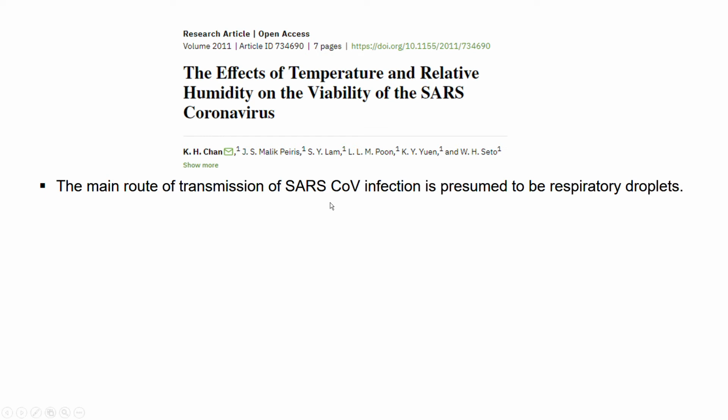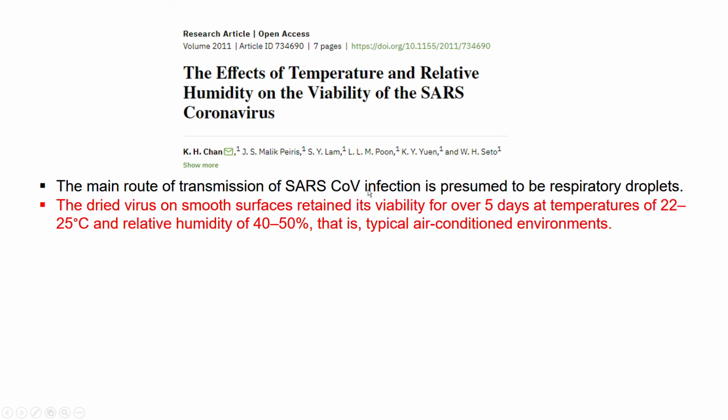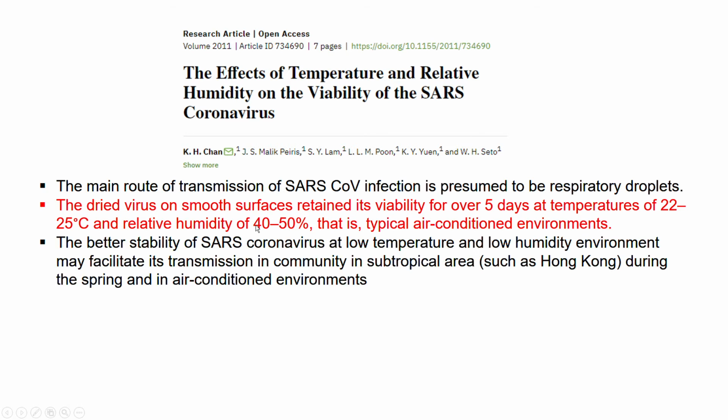The main route of transmission of SARS coronavirus infection is presumed to be respiratory droplets, like the present corona outbreak. The dried virus on smooth surfaces retained its viability for over 5 days at temperatures between 22 to 25 degrees centigrade and relative humidity of 40 to 50%. That is a typical air conditioning environment. So in this environment, the virus survived at least 5 days.